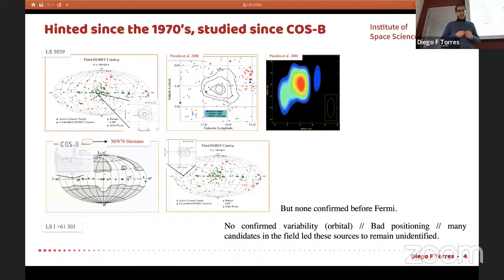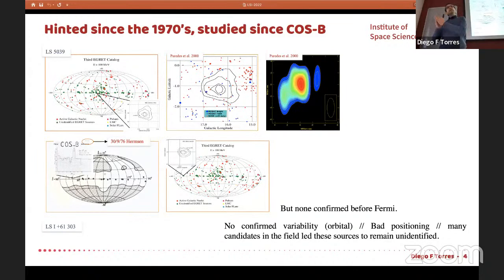Here you see the first detection of what will be the main focus of this talk, a system called LSI +61 303, by COS-B, and this happened in 1976. This plot is from a PhD thesis, where it was already seen with this early gamma ray data that there was significant variability in the source, or believed to be significant variability at the time.